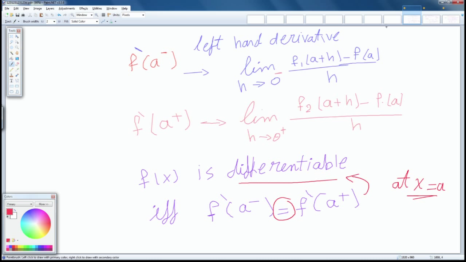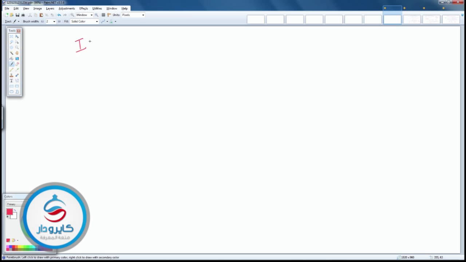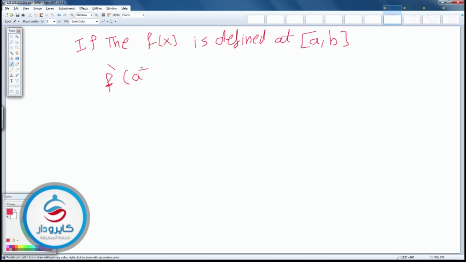طيب لو الفانكشن if the function f of x is defined at closed interval a و b، يبقى انا هنا محتاج اجيب الاف داش of a positive بس only. دي اول حاجه. تاني حاجه محتاج اجيب الاف داش of b from the left بس، اللي هي only left derivative of f at b.